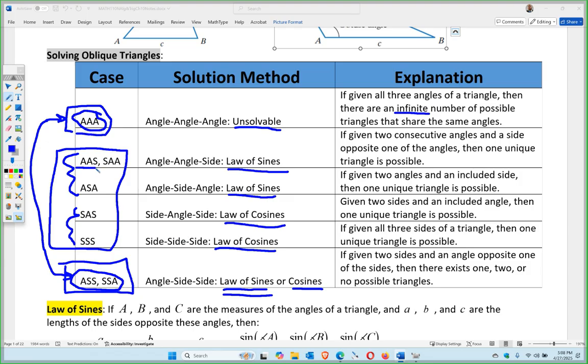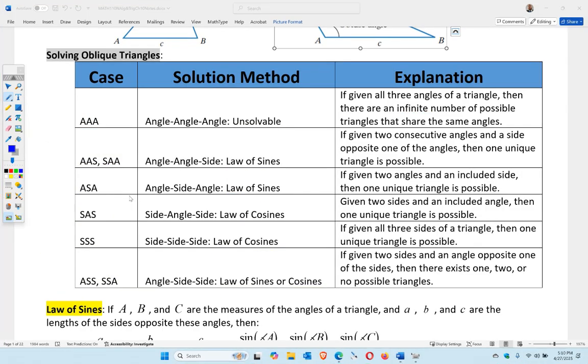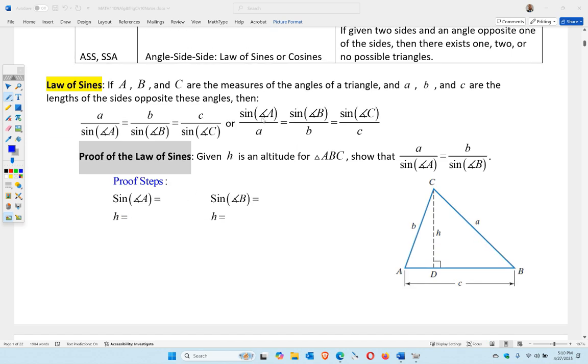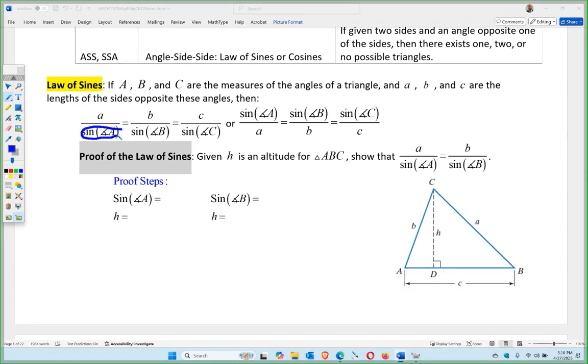So angle, side, side, and side, side, angle are the same thing. You're just going different directions, clockwise or counterclockwise, on the same triangle. Same thing here. ASS and ass backwards are just going clockwise and counterclockwise around the triangle. Okay, so law of sines is basically a ratio of the sine of the angle to the side length. That comparison works for any two of these, or all three of them.